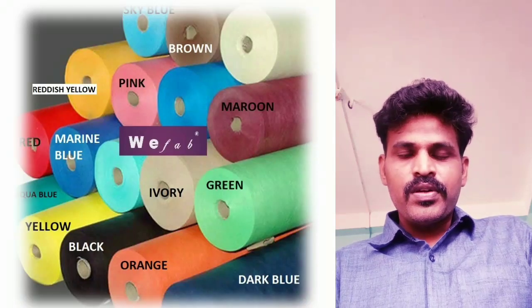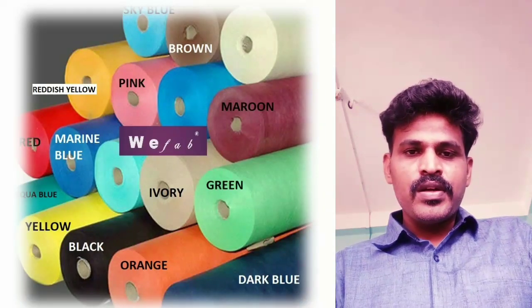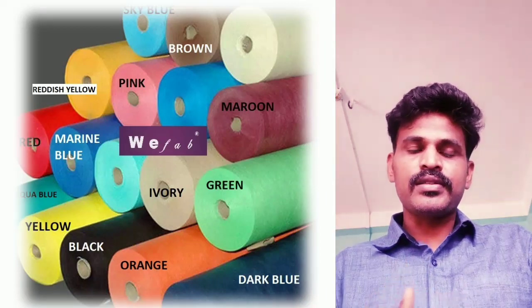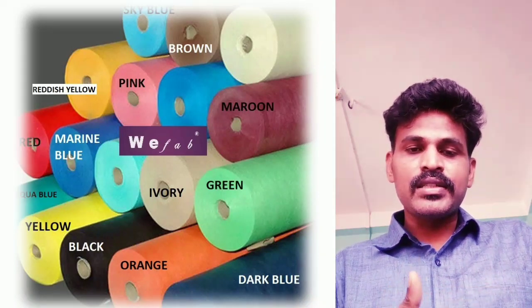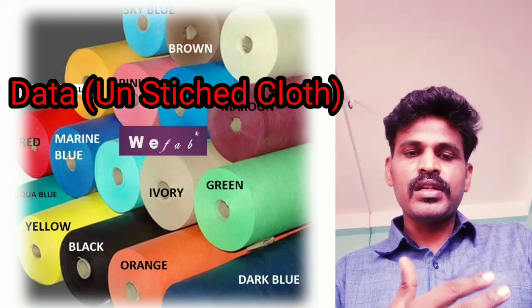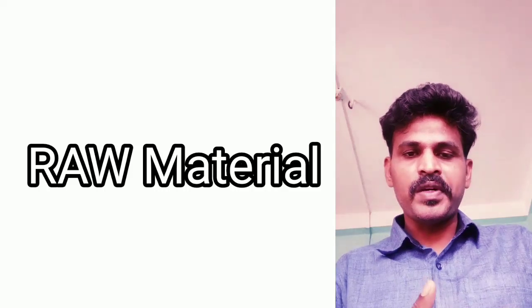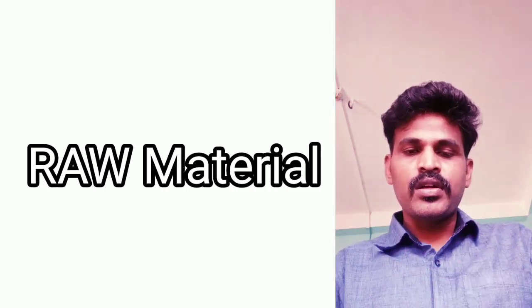When we want to stitch any cloth, we need to go to a tailor shop. Before stitching, the cloth is called unstitched cloth. Unstitched cloth is called data. Otherwise, you can say its other name is raw material. Raw material, it doesn't do anything.